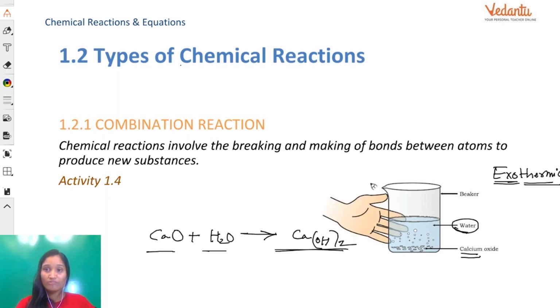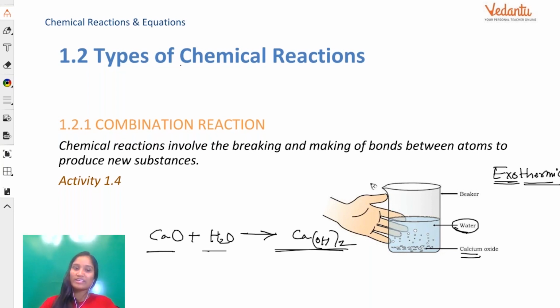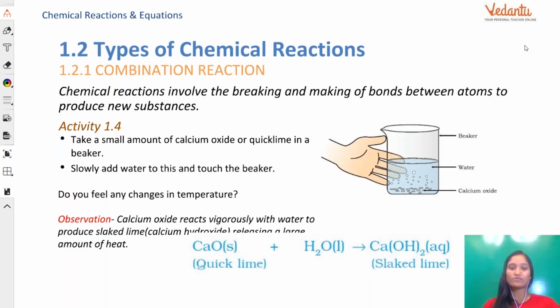So in this reaction, what are we doing? We are reacting water with calcium oxide, as a result of which calcium hydroxide is formed, and the reaction has been proven to be exothermic as well. But guys, as I told you, it's essential that we write the chemical equations with the physical states, right? So take a look at the full chemical equation for this activity.